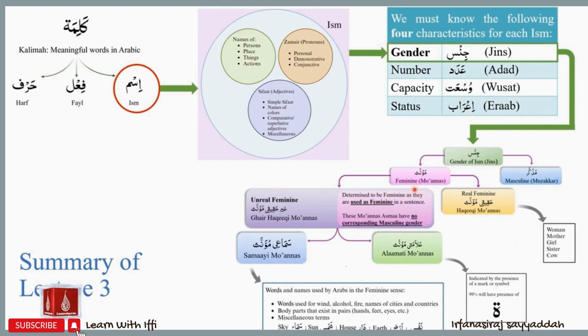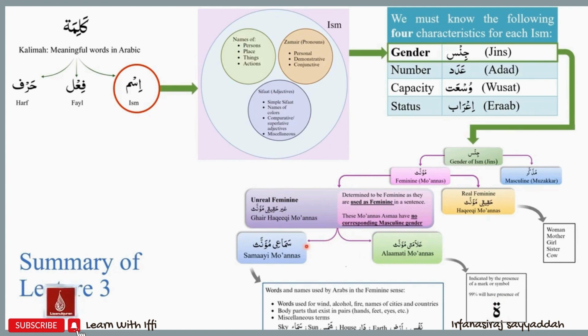The other group of feminine asma is the unreal feminine or ghair hakiki muannas asma. These are used as feminine in a sentence, but they do not have a corresponding masculine gender. Within the unreal feminine asma, the first group we studied was that of alamati muannas asma or marked feminine asma. These are indicated by the presence of a mark or symbol, the most common of which is a gol ta or the round ta at the end of the ism.